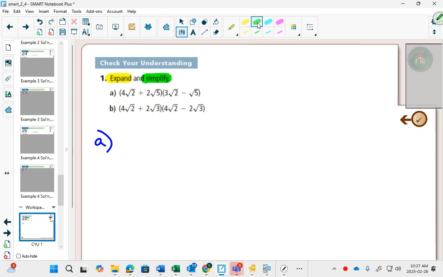So to start off with, we multiply and distribute just like we've always distributed. You can draw these arrows. You like the word FOIL to remind you that you can multiply the first ones, the outside ones, the inside ones, and the last ones.